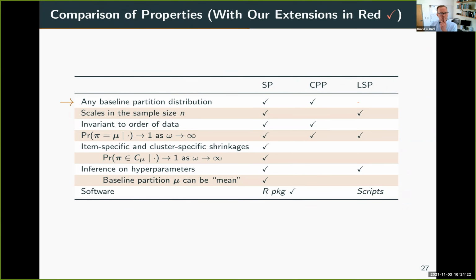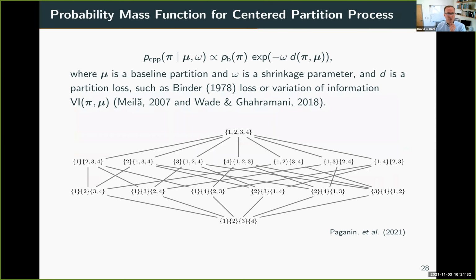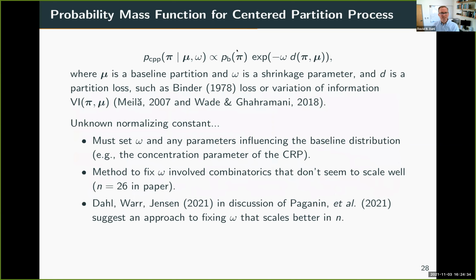Okay. In the interest of time, I don't think I'll talk too much about the CPP's problem in scaling in the sample size n, but I think it's just worth noting quickly that because they don't have a tractable normalizing constant, they have to deal with some messy combinatorics, and they have a method by which they can fix the value of omega through some cross-validation when n equals 26, which was their example size for their data analysis. And they readily acknowledge that it will not scale in the sample size n.